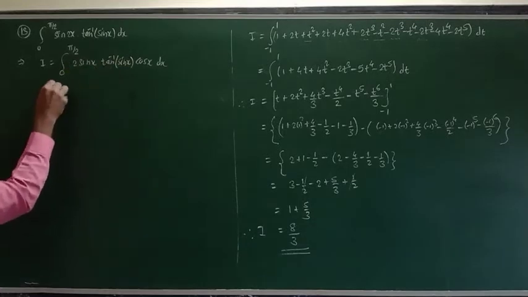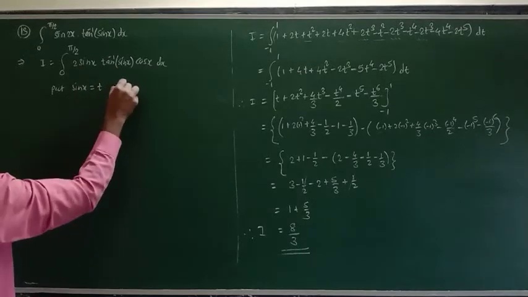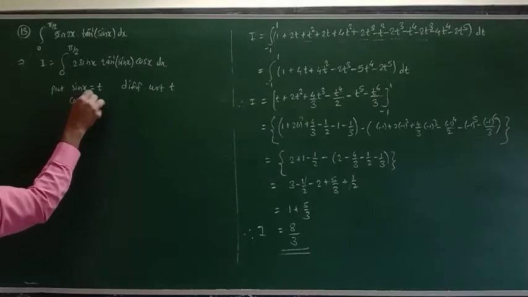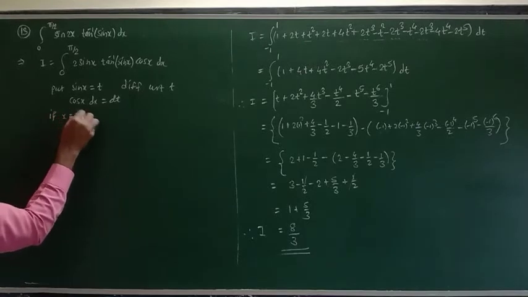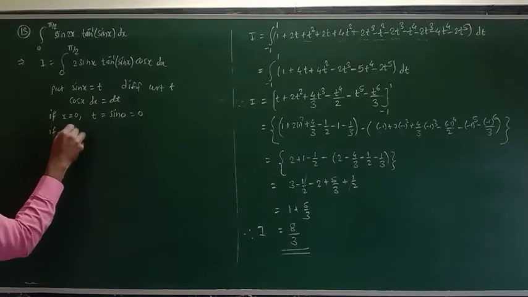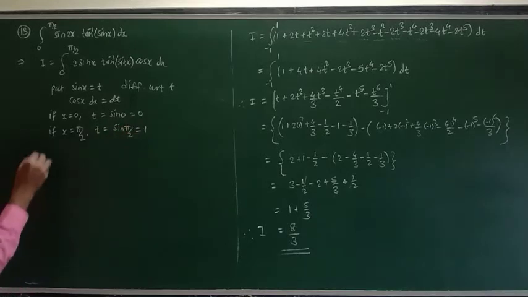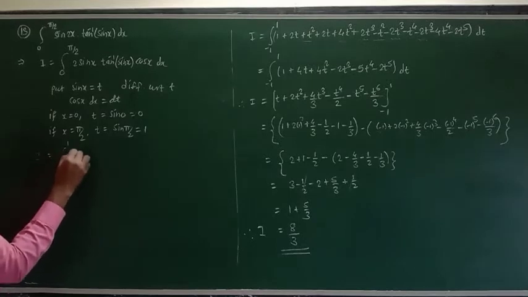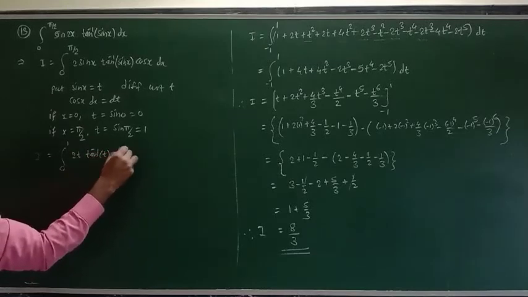Okay, now put sin x is equal to t. Then after differentiating with respect to t, what do we get? Its derivative is cos x dx is equal to dt. And limits also change. If x is equal to 0, then t is equal to sin 0, which is 0. If x is equal to pi by 2, then t is equal to sin pi by 2, value is 1. So the final integral becomes 0 to 1 of 2t into tan inverse of t dt.